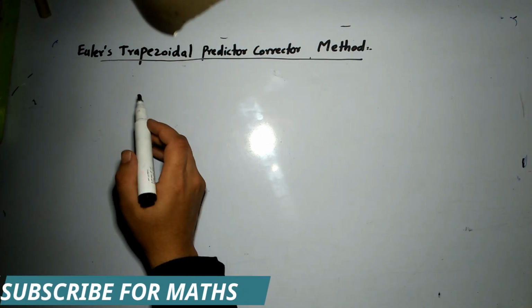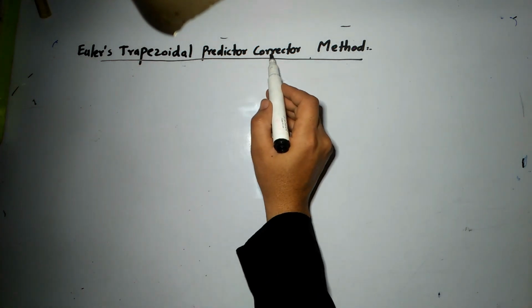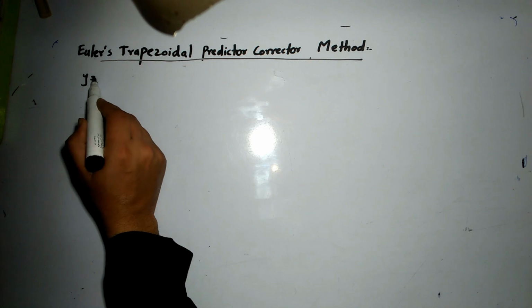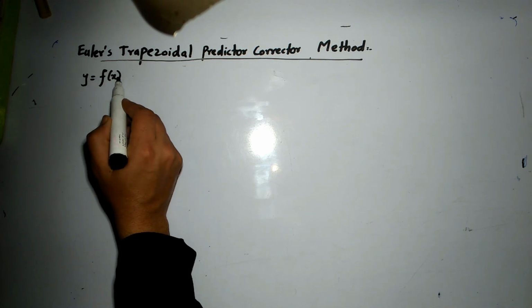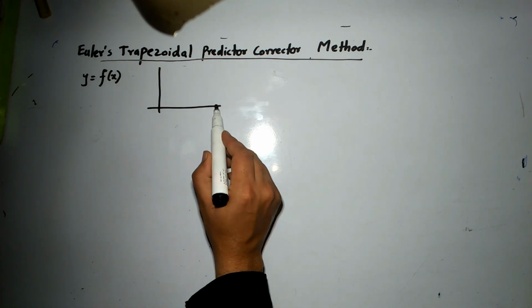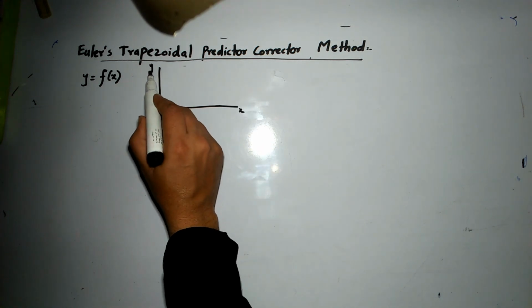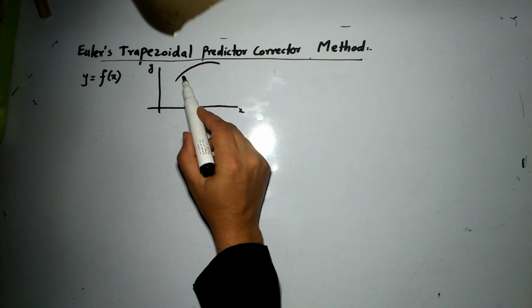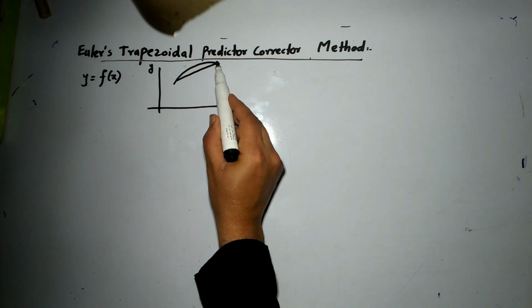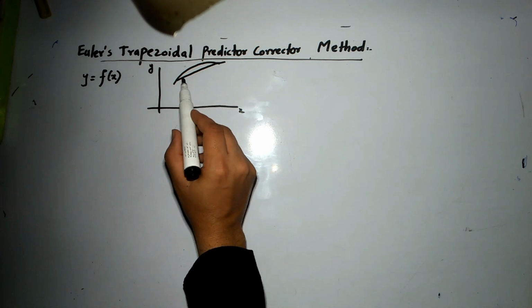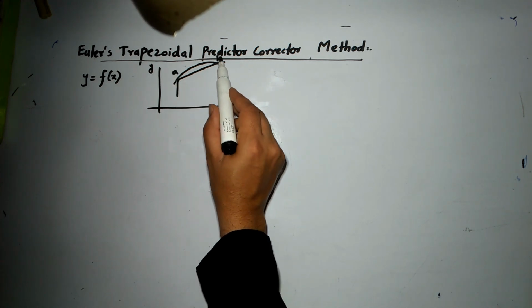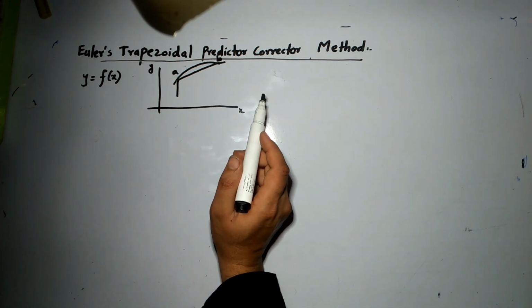Let us discuss the Euler Trapezoidal Predictor Corrector method. So if I take y as a function of x, here this will be the x axis and this will be the y axis. If I take a curve, and take simply those points, this will be point A and this will be on x, point B.